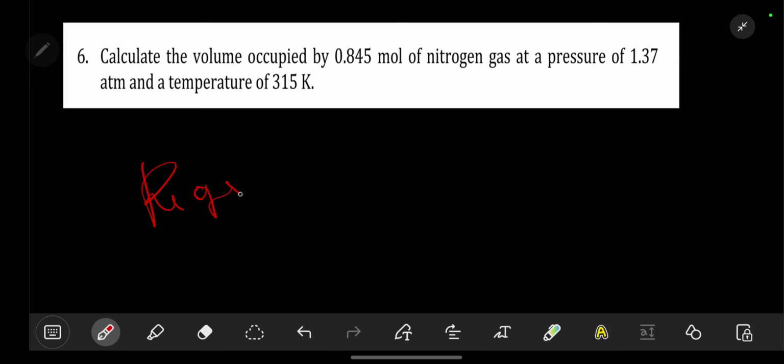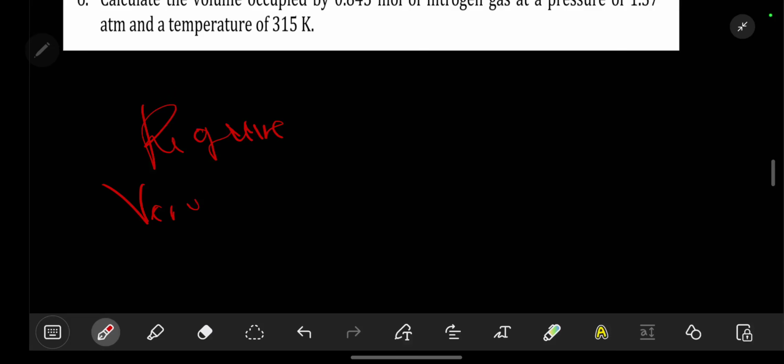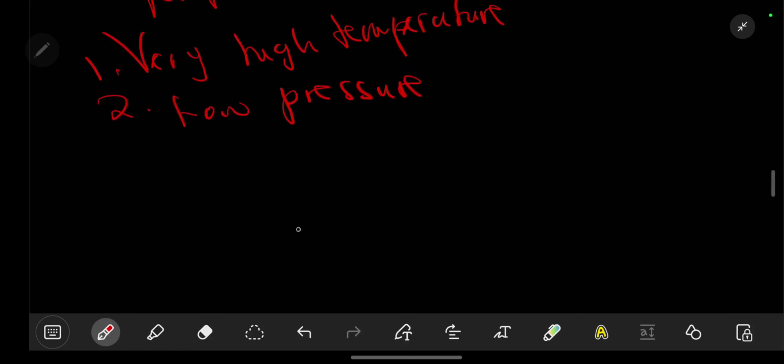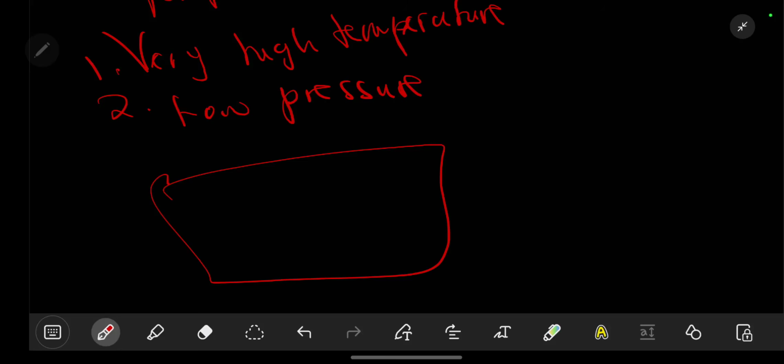Under the requirements of ideal gas behavior, we have, requirement number one, very high temperature. Requirement number two is very low pressure. When the temperature is very high, let's say we have two gas particles like that, it means the gas will not have enough time to interact with each other. So that is why this is very, very important.